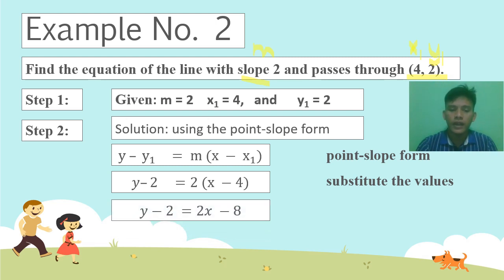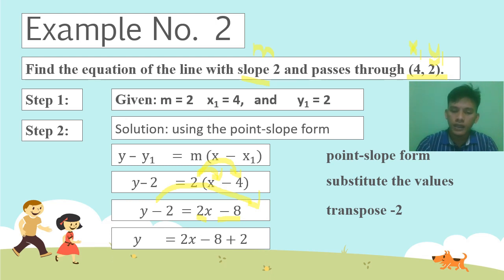Then we need to simplify. Y minus 2, we will use distributive property for this one. 2 times x, that is 2x. 2 times negative 4, and that is negative 8. Then we will transpose negative 2 to the other side. From negative will turn to positive. So negative 2 will turn to positive 2. And that is y is equal to 2x minus 8 plus 2.